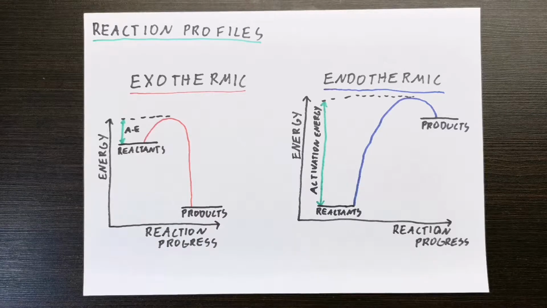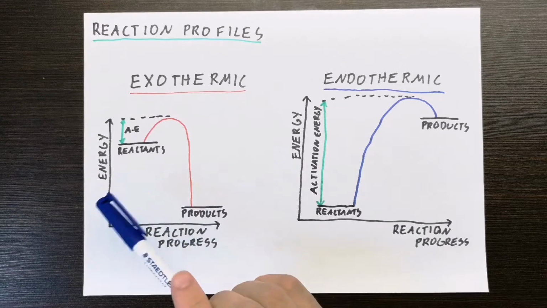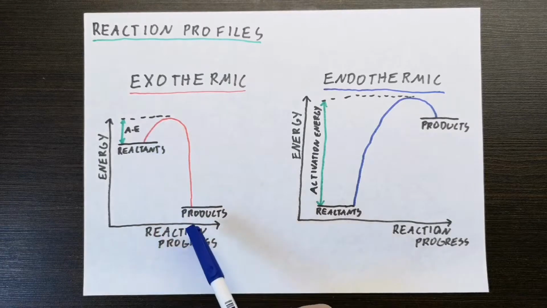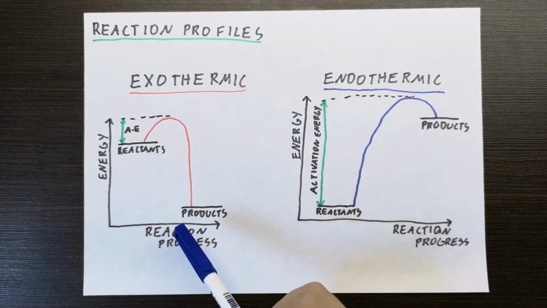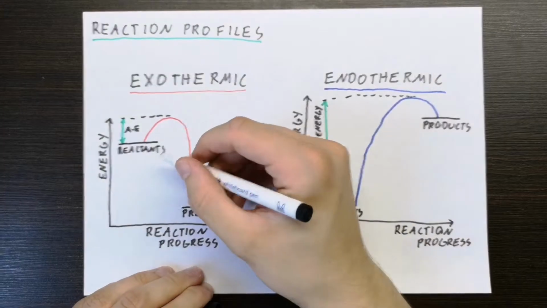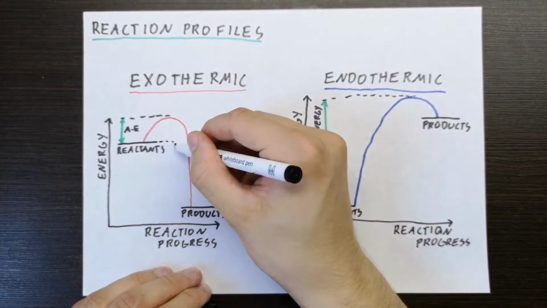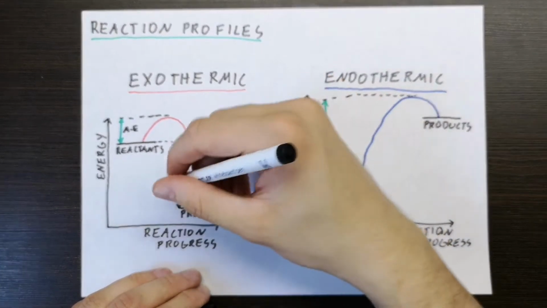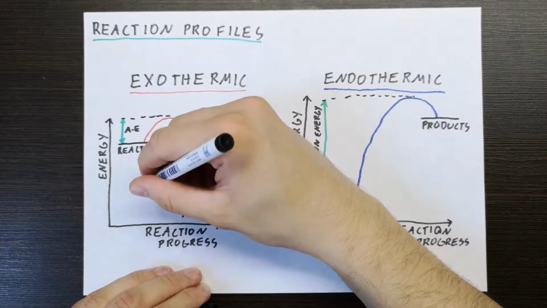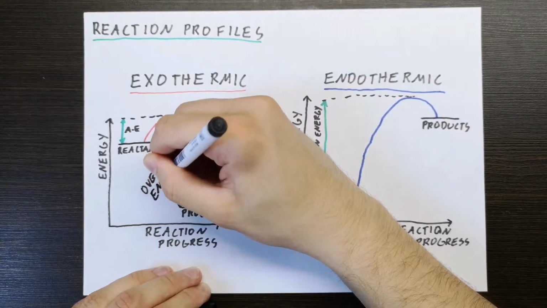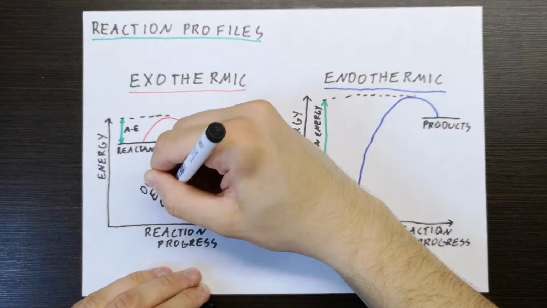Now, what is happening here? Here we can see how, overall, the line goes down. Overall the line goes down. And the distance between the reactants and the products, that distance there, this is the overall energy change. So I'm going to write this down. Overall energy change.